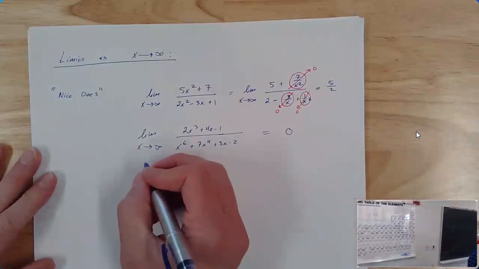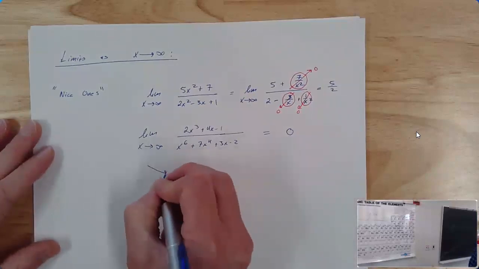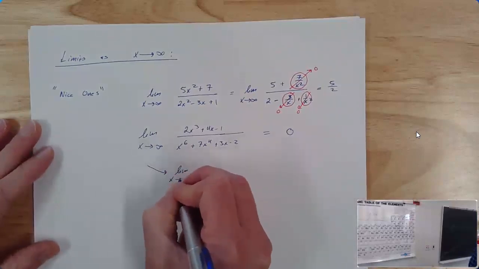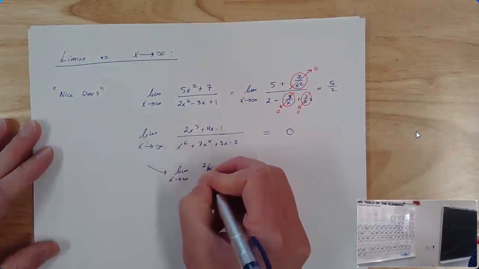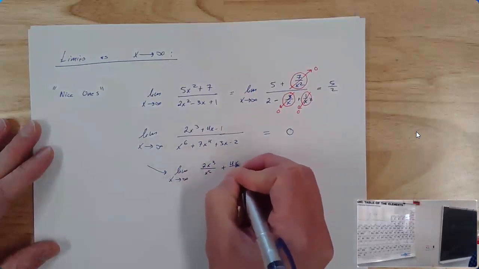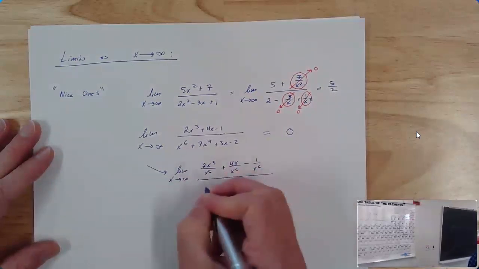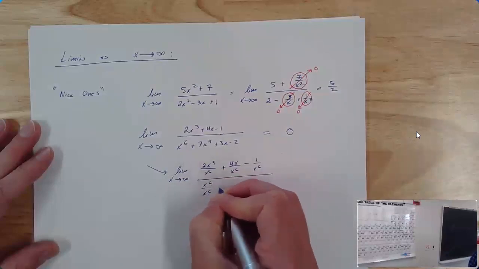But the actual way we do this is the same process. You're going to divide everything by the highest power of x in the denominator. So I'm going to write this as the limit as x goes to infinity of 2x cubed divided by x to the 6th plus 4x, everything divided by x to the 6th.